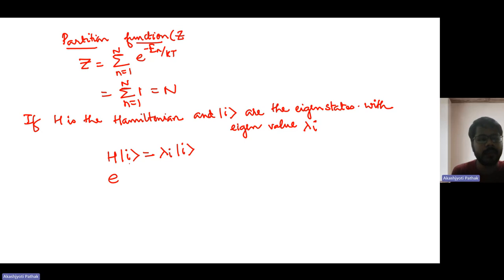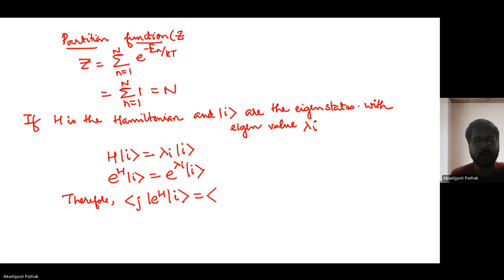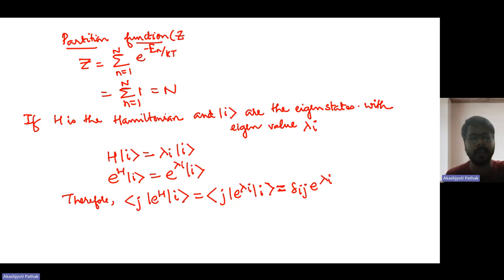So if we take the exponent on both sides, what will we get? We will get e to the power lambda i. What we can write further is <j| e to the power H |i>, equal to e to the power lambda i times delta, and if we solve this, we will get delta ij e to the power lambda i. Okay.